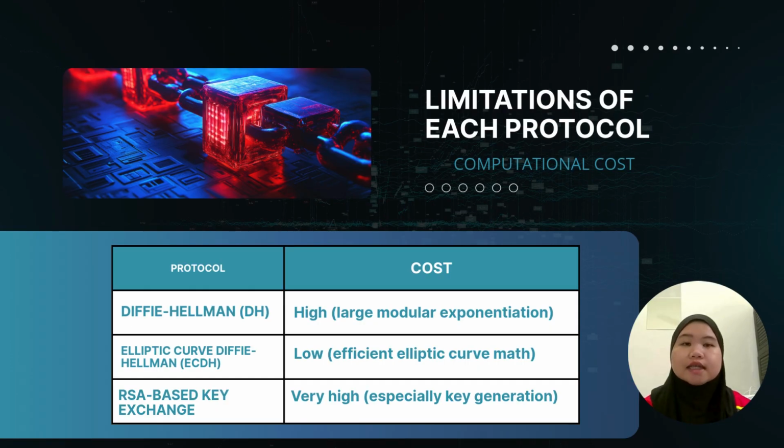Now, I will discuss the limitations. First is computational cost. Diffie-Hellman requires large number calculations, which makes it slower. RSA is computationally expensive, especially during key generation. ECDH is the most efficient because elliptic curve operations require less computation. So, in terms of performance, ECDH is the fastest.